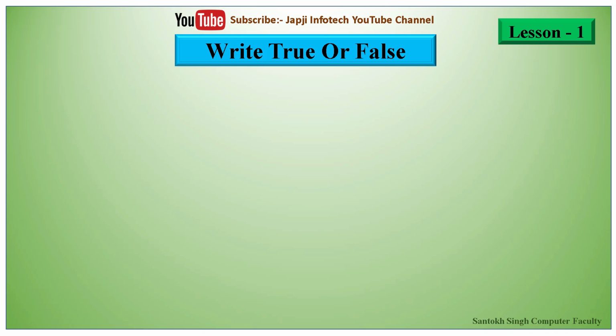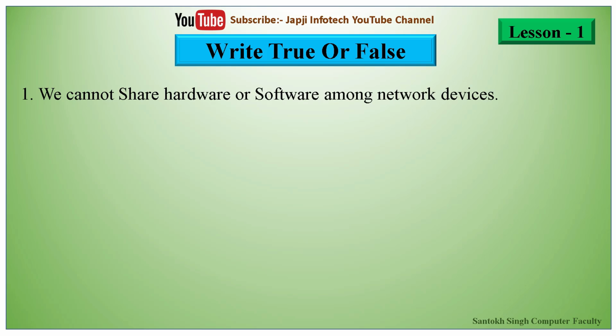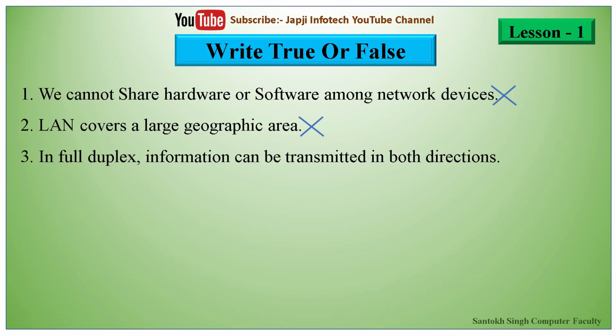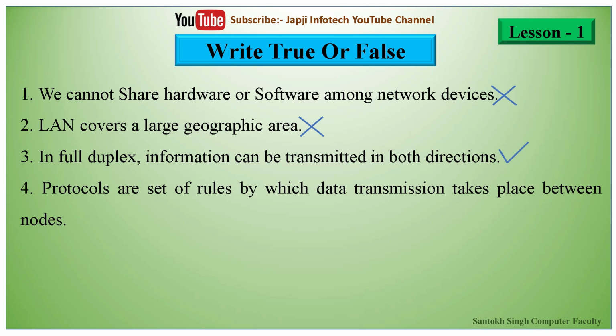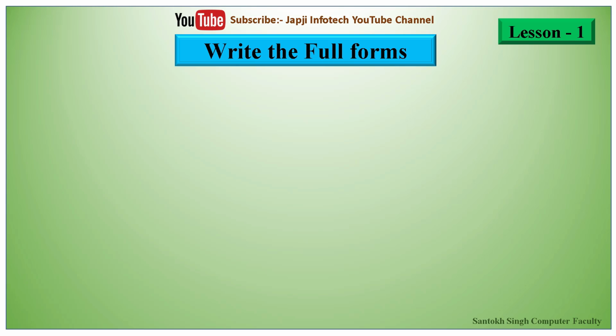Now we will learn about right, true, or false. The first one is: we cannot share hardware or software among network devices. False. The second one is: LAN covers a large geographic area. False. The third one is: in full duplex, information can be transmitted in both directions. Right. The fourth one is: protocols are a set of rules by which data transmission takes place between nodes. True.